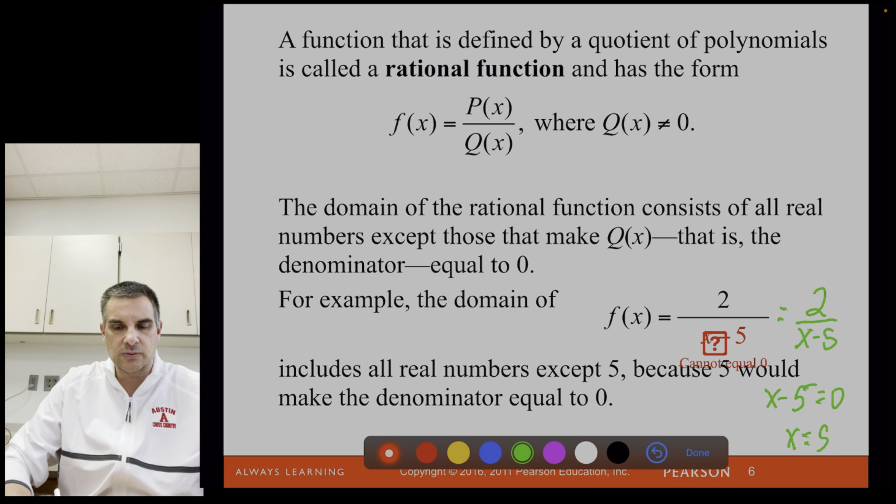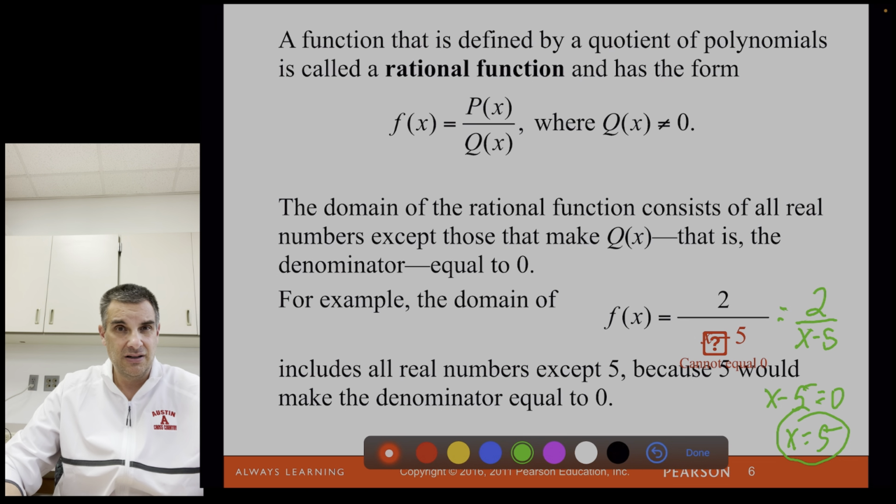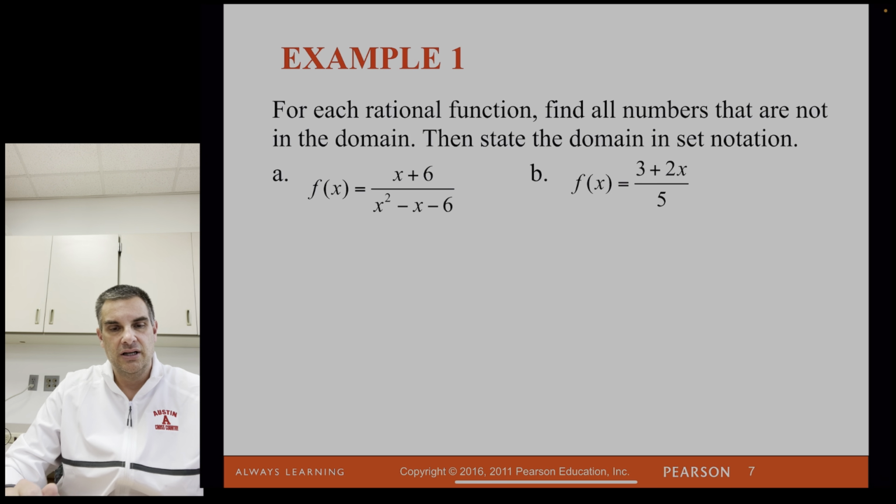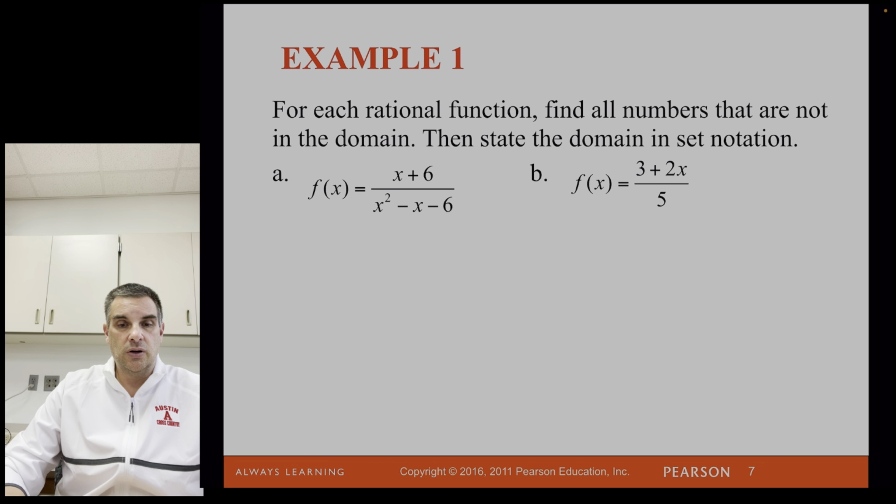So x can't be 5, because if I said x equals 5, it would give me a denominator of 0. So we say that the domain of this is all reals except for x equals 5, because 5 makes that denominator 0. And we could never have a denominator of 0. So if we look at these two rational functions, we want to find the values that can't be in the domain.